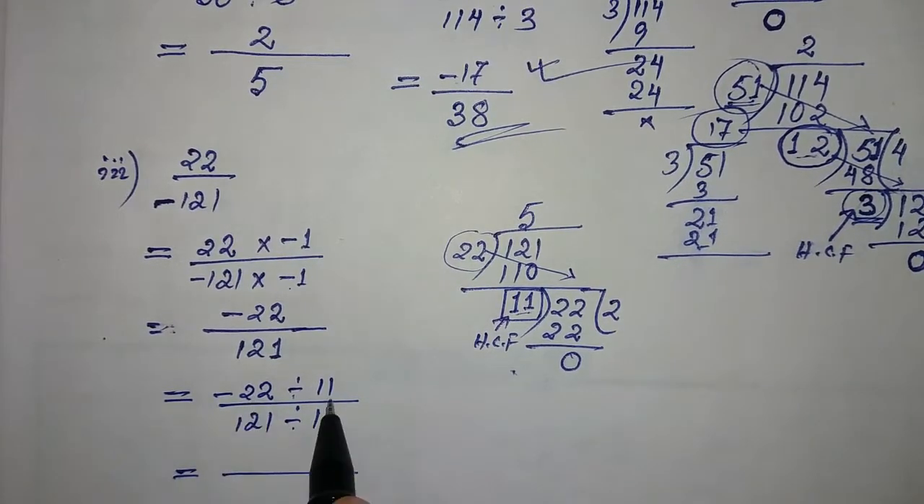Now you divide 22 by 11, 11 2s are 22, so you will write here 2, and 121 divided by 11 is 11. So this is the standard form.